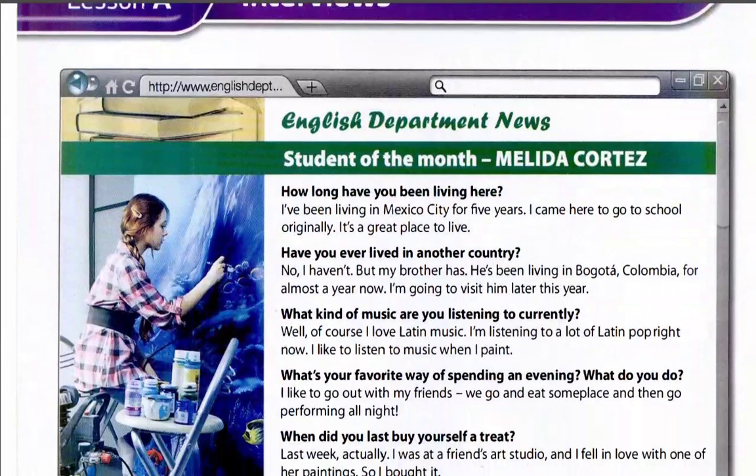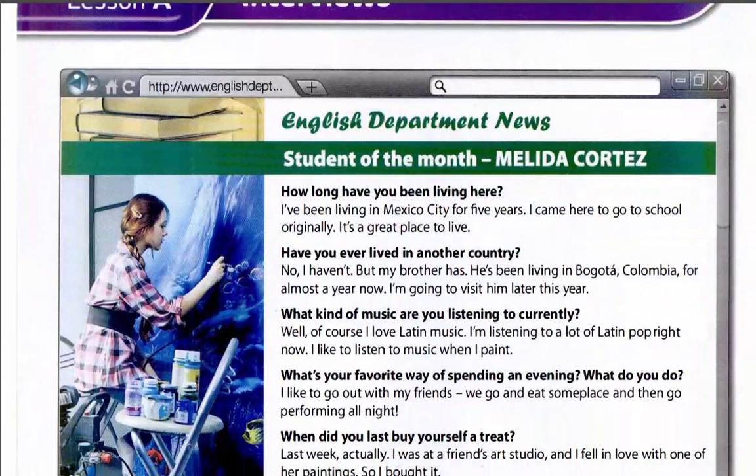What kind of music are you listening to currently? So we have a phrasal verb here, listening to. The verb tense is the present continuous. What kind of music are you listening to currently? What kind of music are you listening to these days? What kind of music are you listening to now? Okay, so she wants to know, what is your musical taste at this time? So when we ask those questions, currently, now, these days, we're going to use the present continuous.